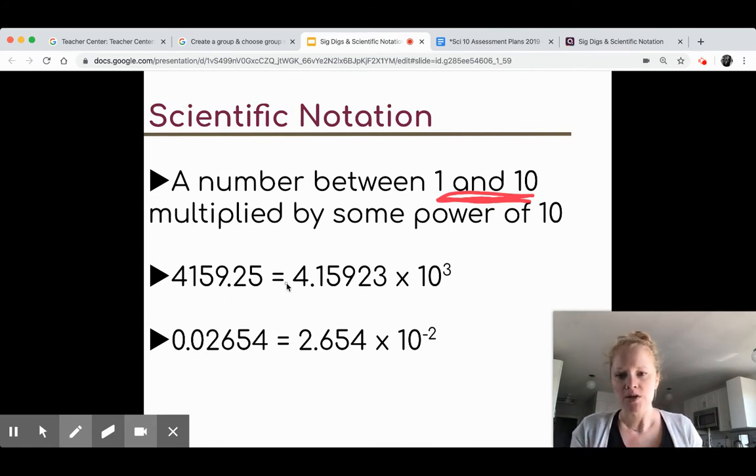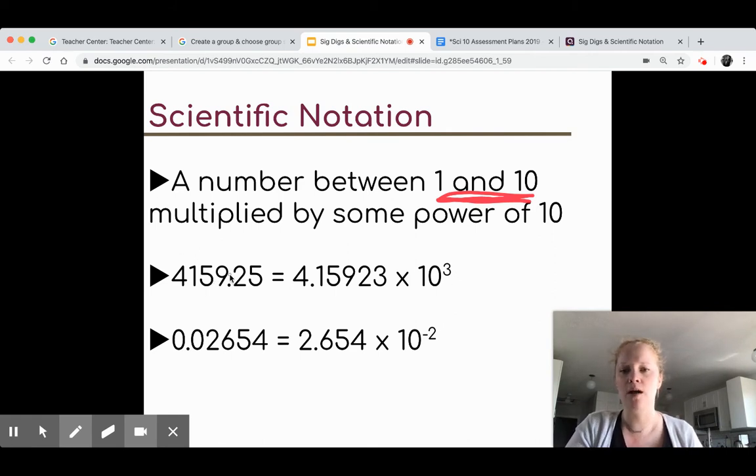So if I was doing this, okay, and I am looking at this question, and I am saying, okay, this is a really big number. I might eventually end up having to put it into, let's say, a smaller sig dig.